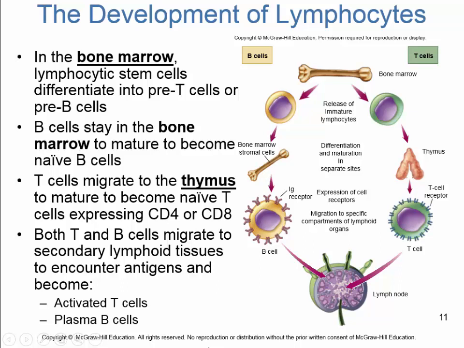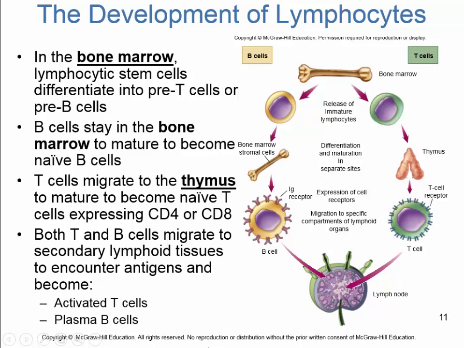meaning not antigen experienced, expressing either a CD4 or a CD8 co-receptor. So this is a receptor that will work in coordination with the T cell receptor expressed on the T cell surface. After the maturation process is completed, B cells can move from the bone marrow to the spleen to become mature activated B cells.